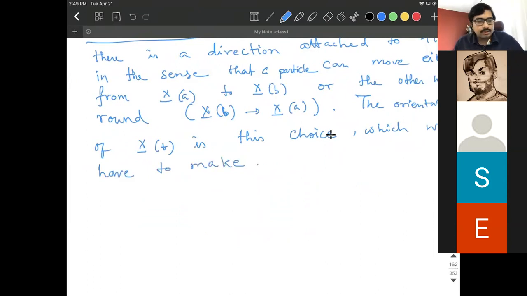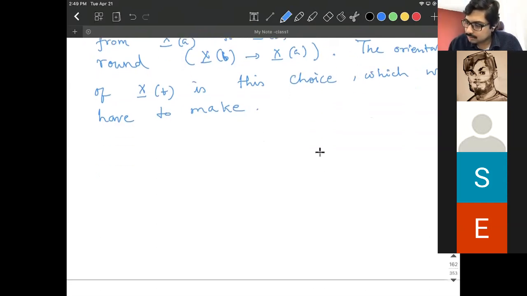Now, one important thing about this choice, or the orientation, is that once you choose an orientation for a particular path, you have to follow the same orientation for any other paths in R^n. So for example, if you travel from x(a) to x(b) for one path, then for any other path which starts at x(a) and x(b), you have to follow the same orientation.